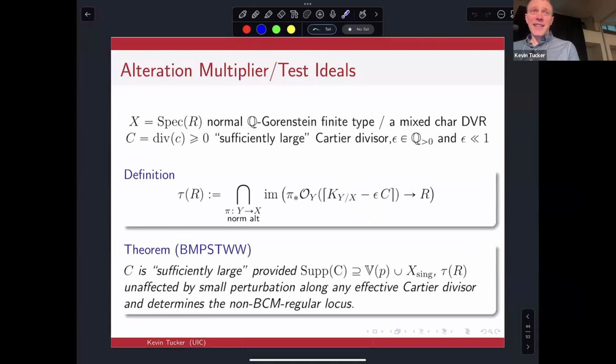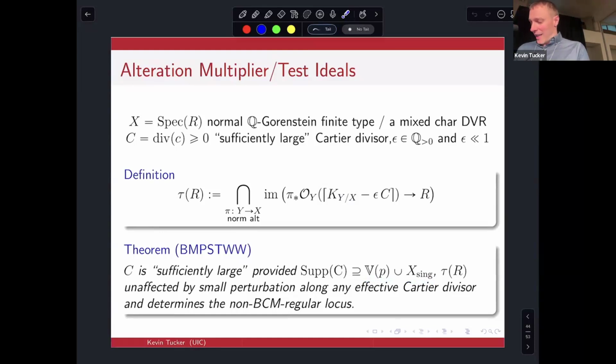And in fact, that's the next theorem, right? So this is sort of a definition theorem, if you like. For all large perturbations, in fact, you get the same thing. As Carl mentioned yesterday, it suffices to take a perturbation that captures both the singular locus and the P fiber, and once you've done that, it's unaffected by further perturbation along any other effective Cartier divisor.